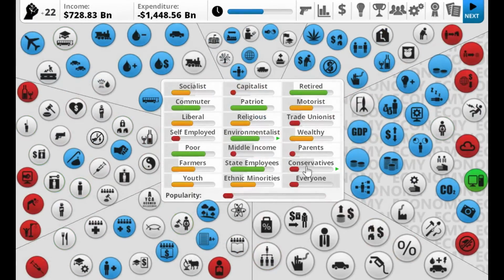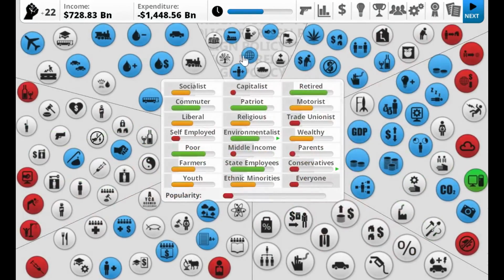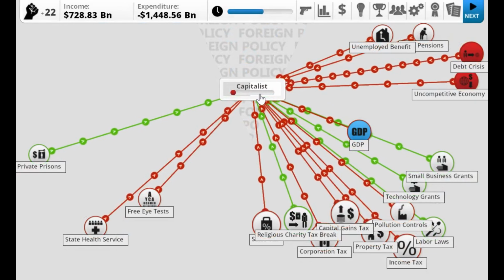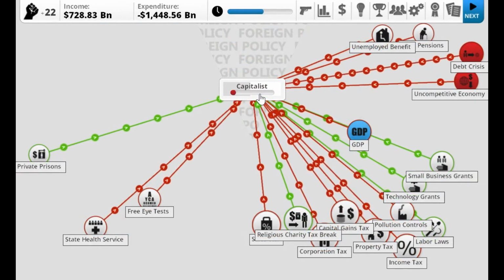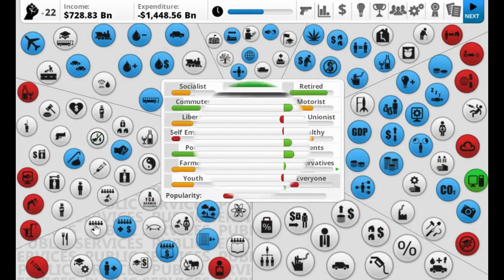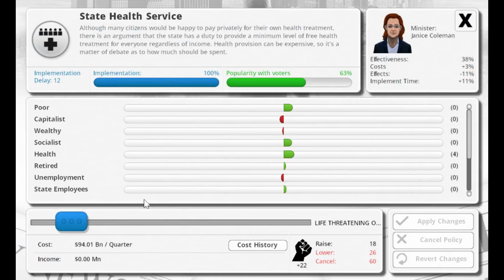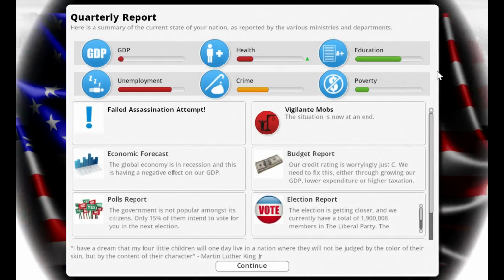What should I do next? At least they are still there. Capitalist. We're gonna have to cut down. Ooh, it's already cut down. Let's just go with the next turn. See what happens.